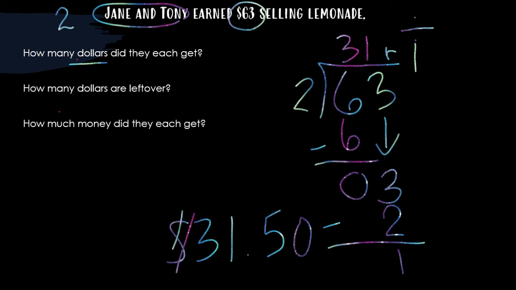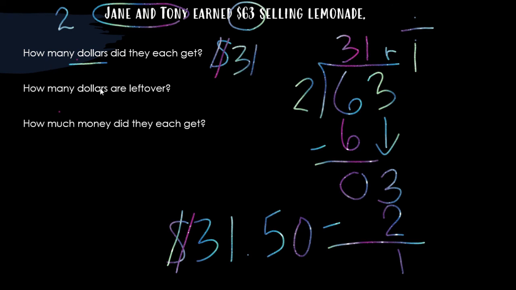So if they're asking for how many dollars, this 50 cents, or if I'm thinking about decimals, 50 hundredths, is not representing a dollar. It's representing a part of a dollar. So in this case, they're just asking for how many whole groups. So for this problem, I would say, well, they each get $31. So I'm ignoring the remainder here.